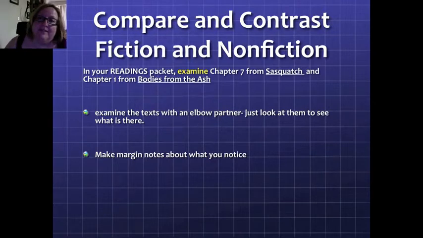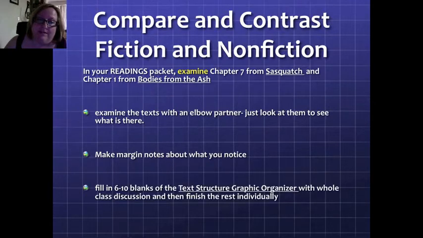All right. Now that you've finished looking at the 2 different types of writing, make some margin notes about what you noticed. Now go back into your graphic organizer and let's fill in about 6 to 10 of the boxes from text structure. You can do this as a whole class, and after you've done about 6, I'll expect you to finish the rest of the graphic organizer on your own.